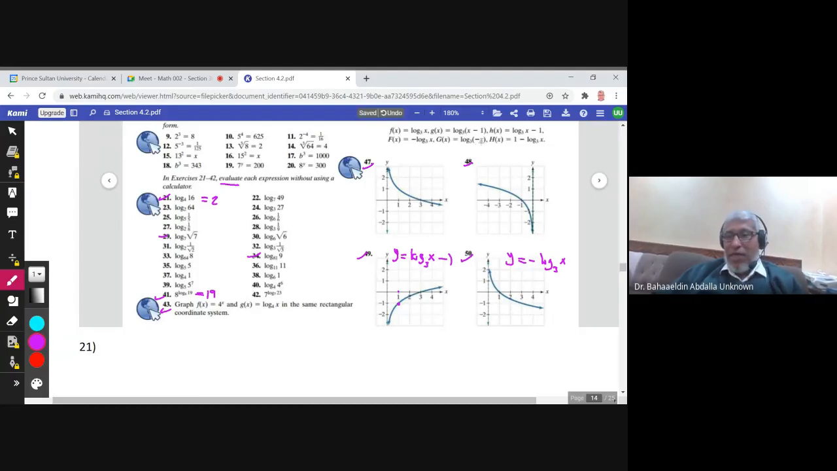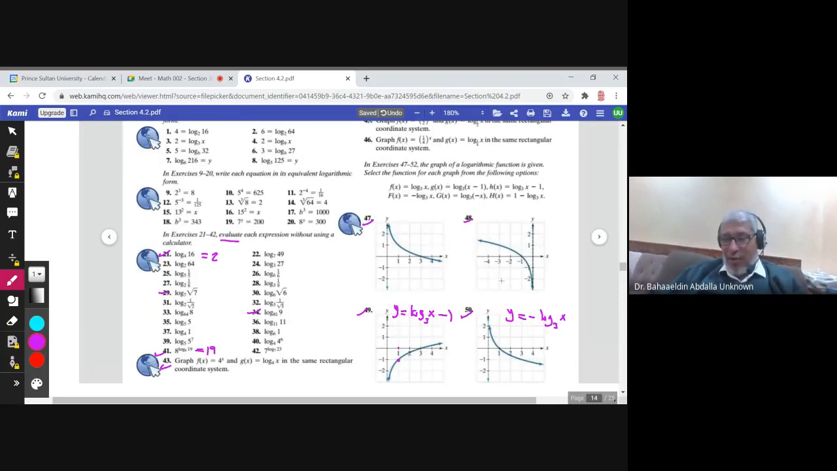Now what about negative from inside? Here we will reflect the graph about the y-axis, which is 48. So this is log of negative x to the base 3. What about this one? Here we have two transformations. We reflect the graph about the x-axis, which is 50, and then we take it 1 unit up. If you take graph 50 1 unit up, it will come here and you will get question 47. So 47 is capital H of x, 1 minus log x to the base 3.